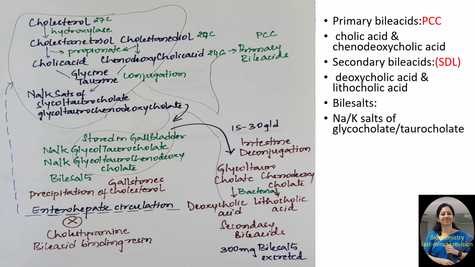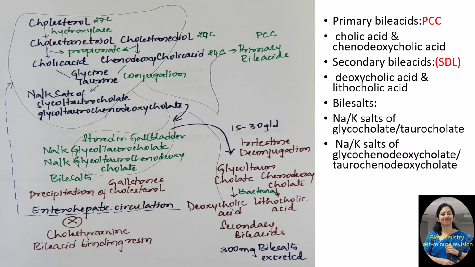So the bile salts include sodium and potassium salts of glycocholate and taurocholate, and also sodium and potassium salts of glycochenodeoxycholate and taurochenodeoxycholate. So what you need to remember is only the primary bile acids undergo conjugation with glycine and taurine, and not the secondary bile acids. A point to be noted.